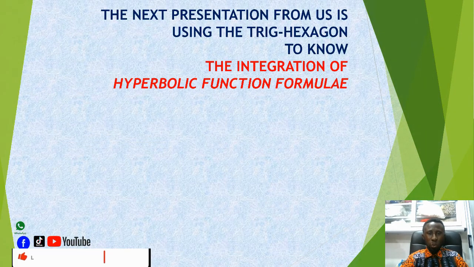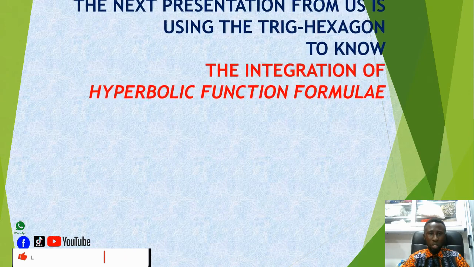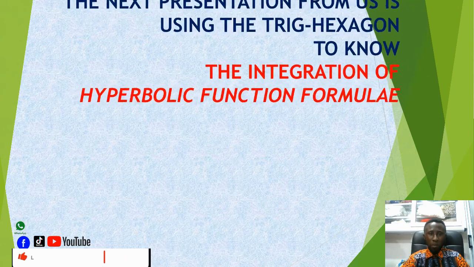The next presentation will be using the trig hexagon to know the integration of hyperbolic function formulae.